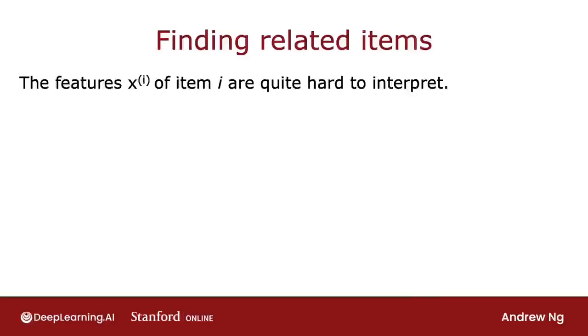It turns out the collaborative filtering algorithm that we've been talking about gives you a nice way to find related items. Let's take a look. As part of the collaborative filtering we've discussed, you learn features xi for every item i, for every movie i or other type of item that you're recommending to users. Whereas earlier this week, I had used a hypothetical example of the features representing how much a movie is a romance movie versus an action movie.